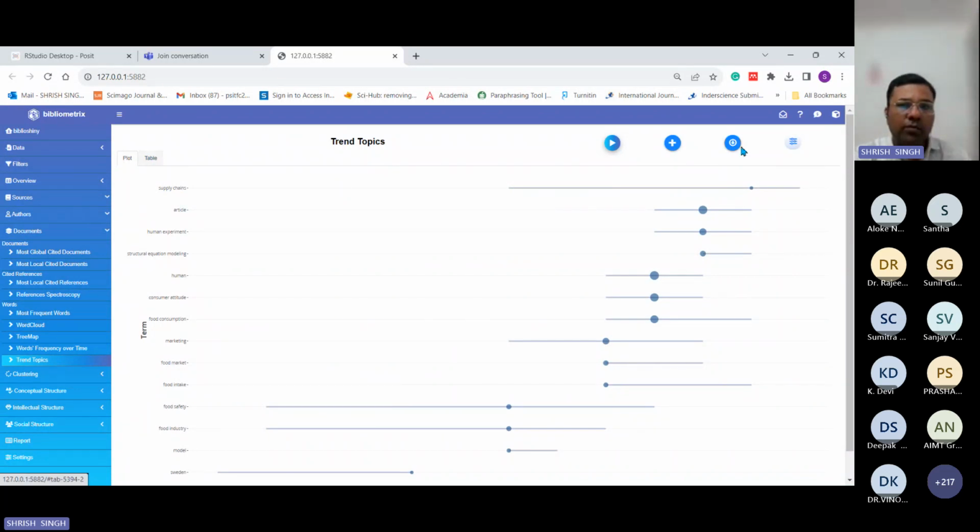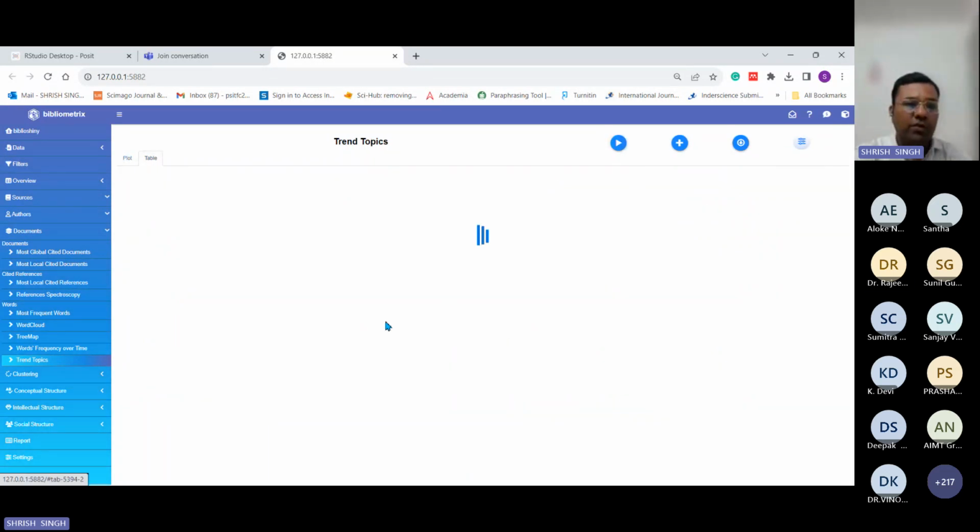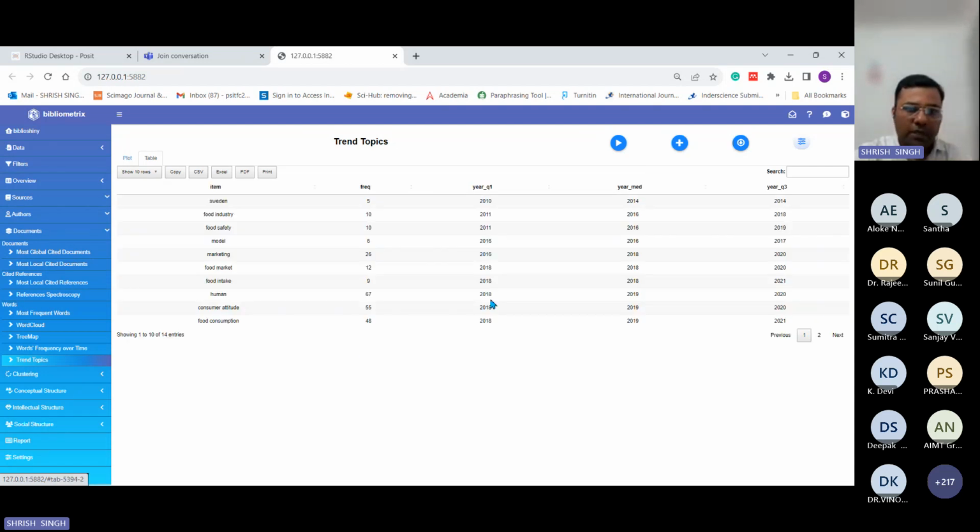You can just click on the table and you will find all the information in terms of rows and columns. So these are the tables. You can find the frequency: food industry 10 times, safety 10 times, but these were in the year 2011.